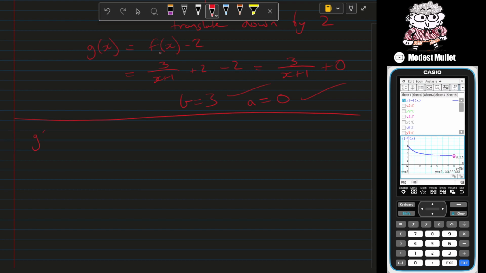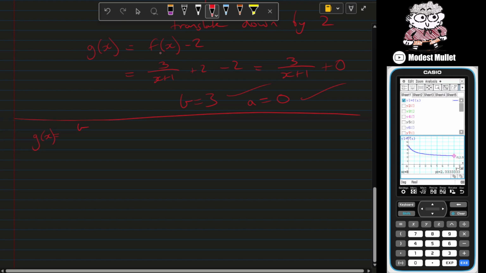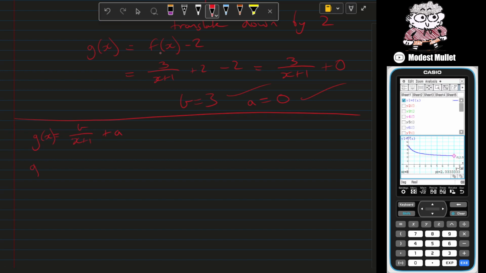What we need is g of x is equal to b on x plus 1 plus a. And I need g of 0 to be equal to 3. That's a must. And I need g of 8, like I said before, to be somewhere between 0.25 and 0.33. Okay, I need it to be somewhere between that. Let's start with this.